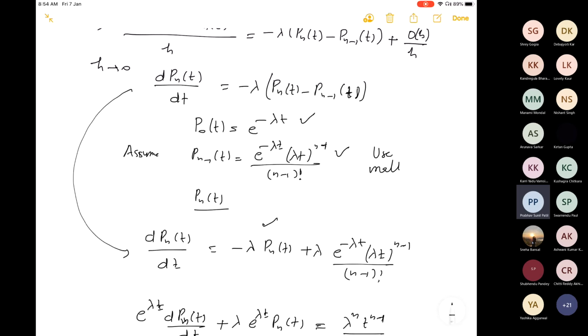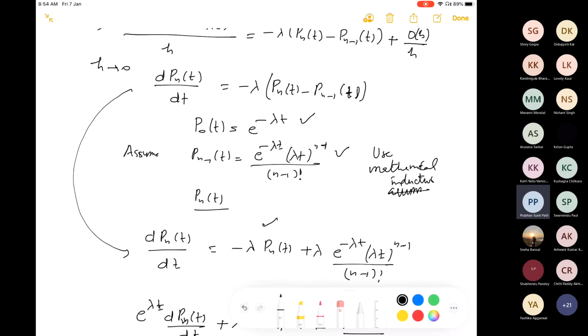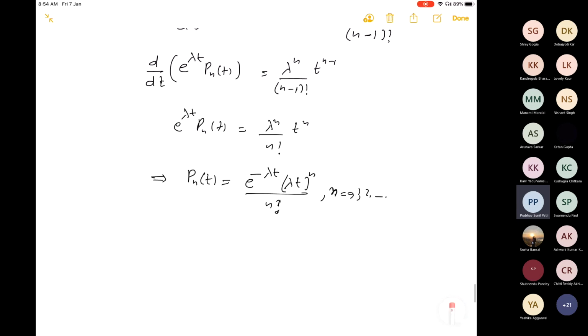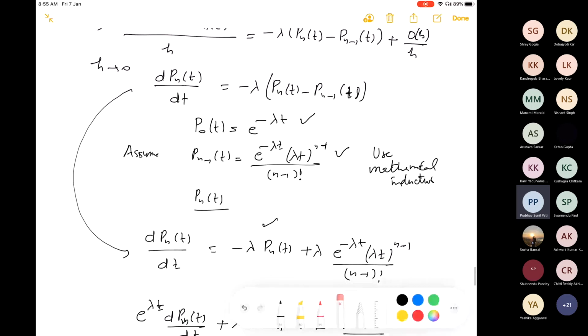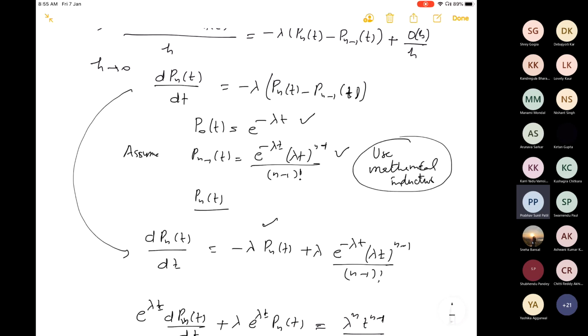Sir, how are we assuming that thing, Pn minus 1 T? That is using mathematical induction. In mathematical induction, first of all some condition is given that this is true for this. After that, you assume it for Pn minus 1 and you try to show it for Pn. So using mathematical induction, you prove that thing.